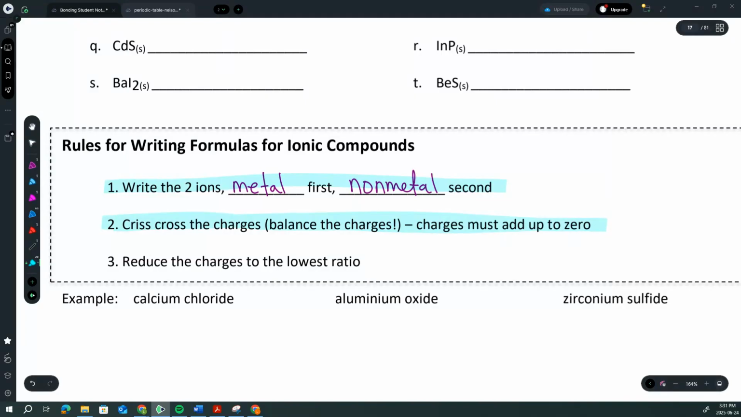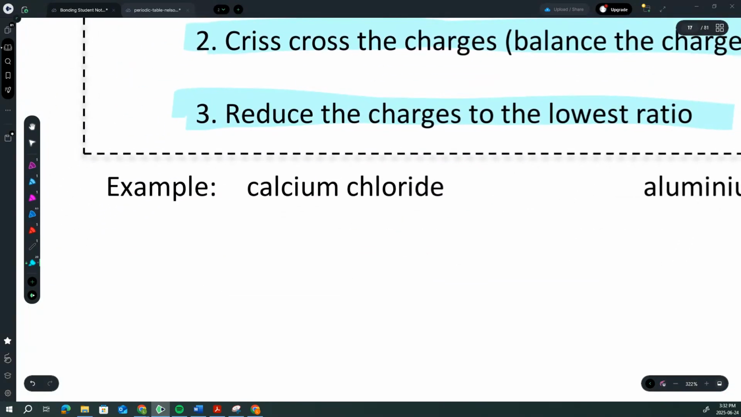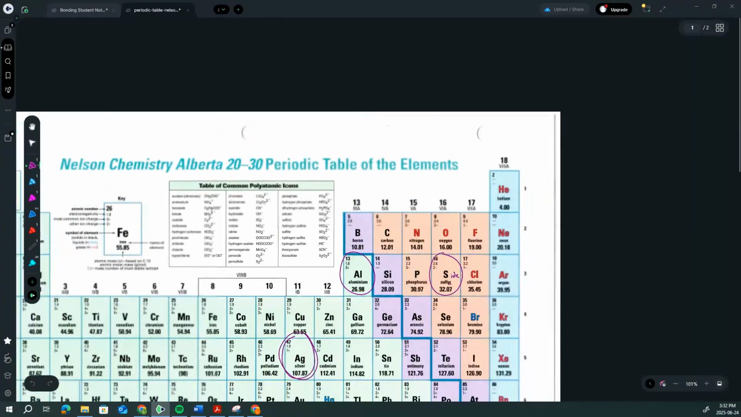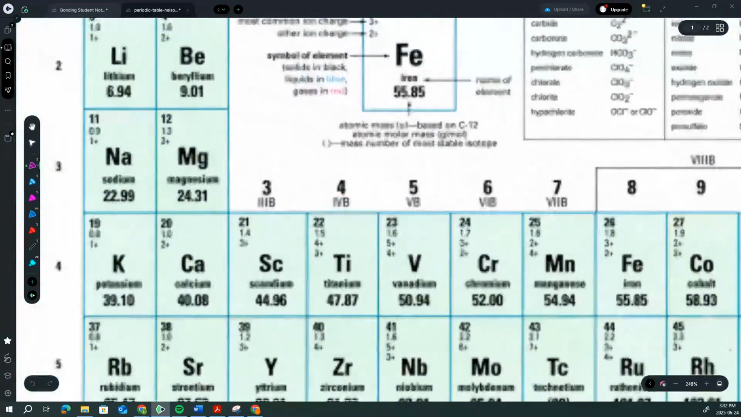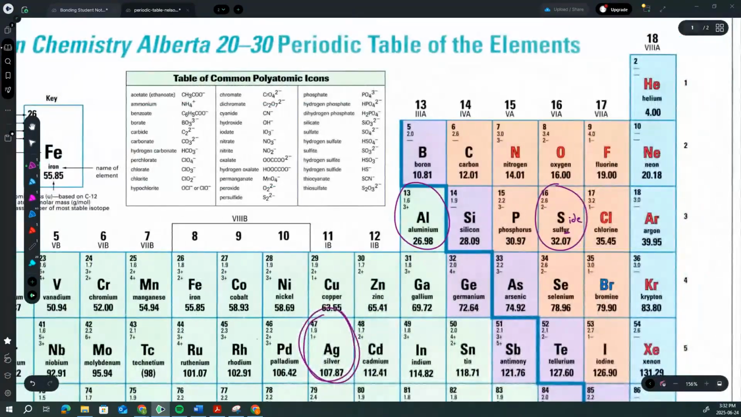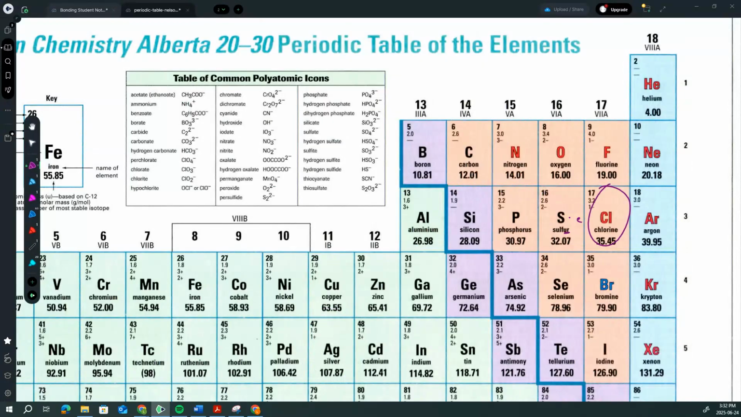And then step 3, we're going to reduce the charges to the lowest ratio if that's necessary. Okay. So for example, we have calcium chloride. So if I look on my periodic table, the symbol for calcium is right here. It's Ca. And then the symbol for chlorine is right here. So Cl.